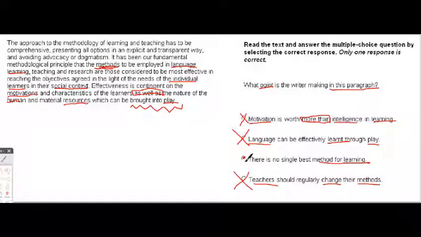In summary, my clues were that motivation is followed by the comparison phrase as well as in the text rather than more than, so I eliminated the first answer. Language and play are far apart in the text, not to mention that brought into play and learnt through play do not have the same meaning. No single best method for learning matches what the text is talking about, so that's my answer. And I can also eliminate teachers changing their methods, because when I see methods, it doesn't talk any about changing. Okay, so that was a multiple choice single answer question. Thank you.